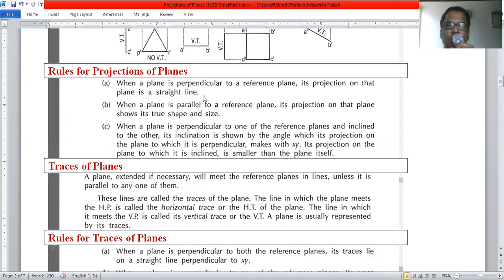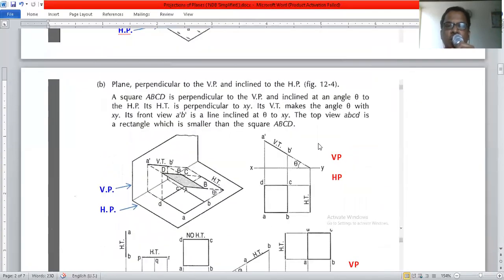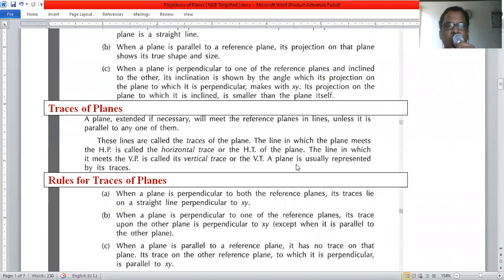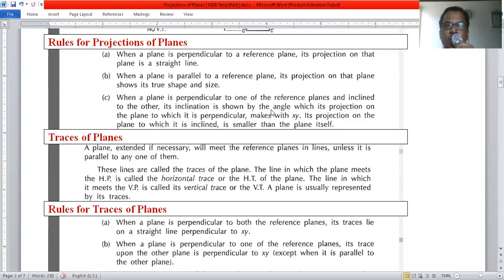Then the third rule: when a plane is perpendicular to one reference plane and inclined to the other, its inclination is shown by the angle which its projection makes on the plane to which it is perpendicular. It is like this: if this plane is inclined to HP, the angle with HP can be seen in VP, the adjacent plane. So in this particular plane ABCD, which is inclined to HP, the angle with HP can be seen in VP. That is the meaning of this third rule.